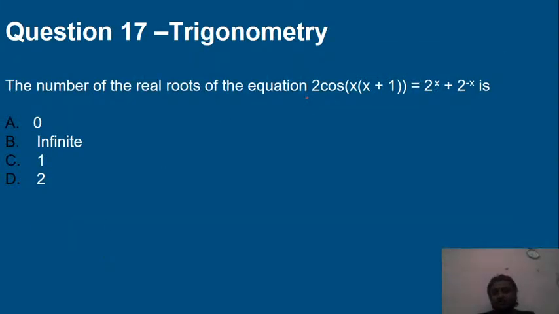This is a trigonometry question. The number of the real roots of the equation 2 to the power cos x into x plus 1 is equal to 2 to the power x plus 2 to the power minus x is, that is 2 to the power cos of x into x plus 1 is equal to 2 to the power x plus 2 to the power minus x, and I'm going to give you guys 2 minutes and then I'll solve it out for you. Okay.